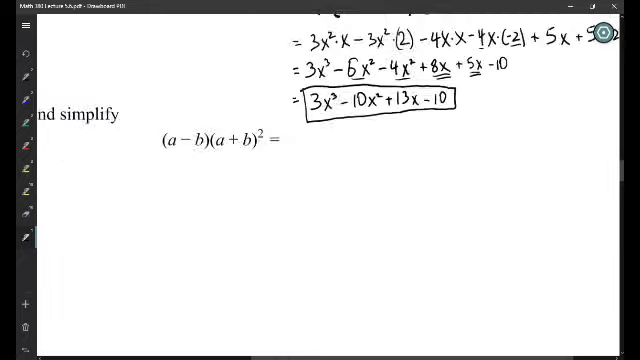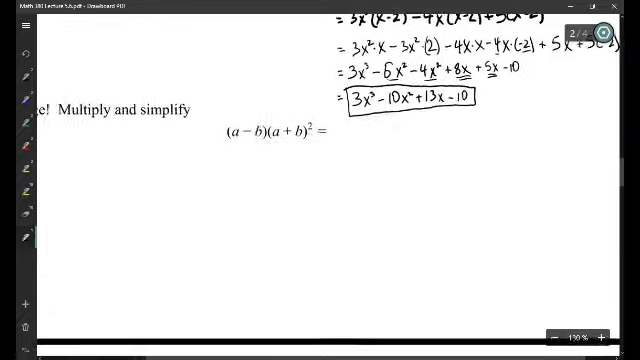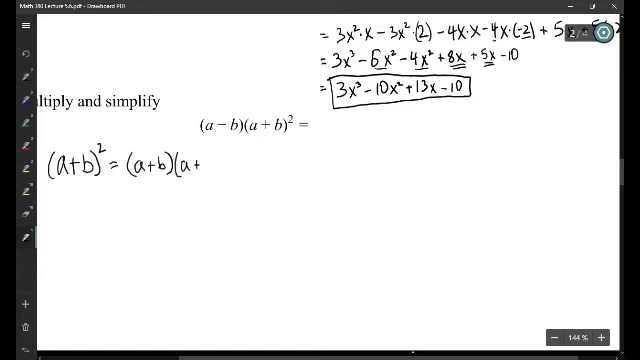Here's kind of a challenge. Multiply and simplify. We have a minus b times a plus b squared. Well, what does a plus b squared mean? It means the binomial a plus b times the same binomial a plus b.